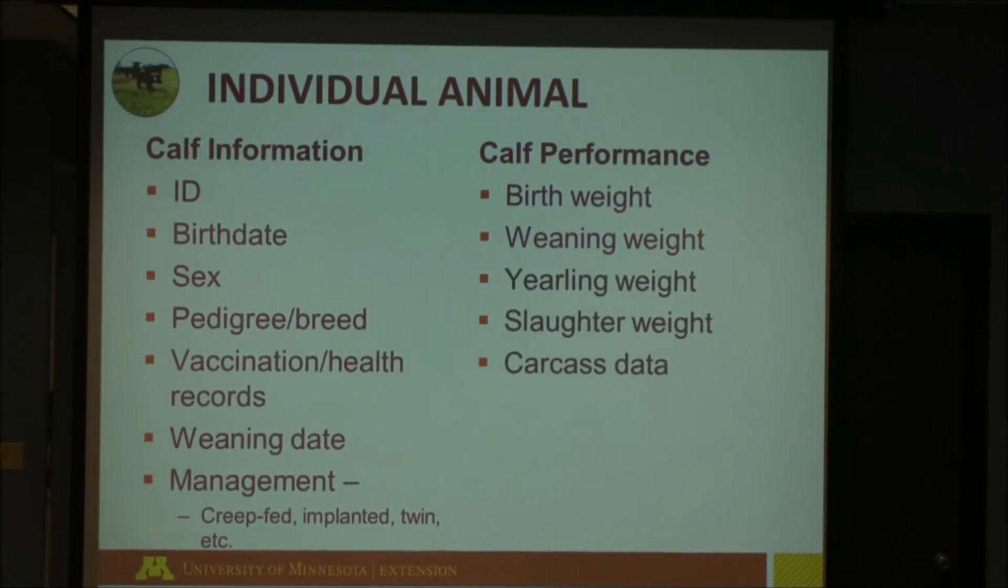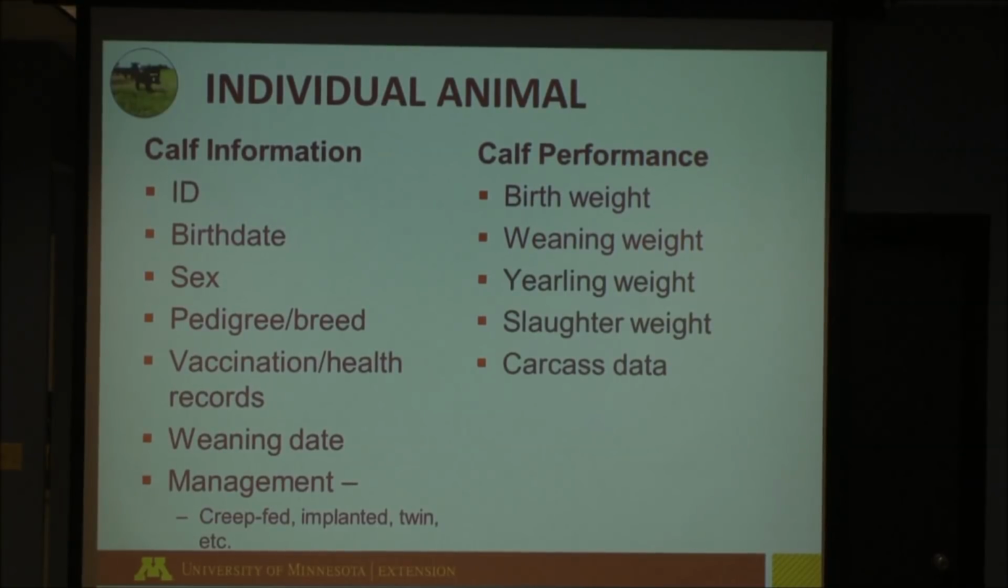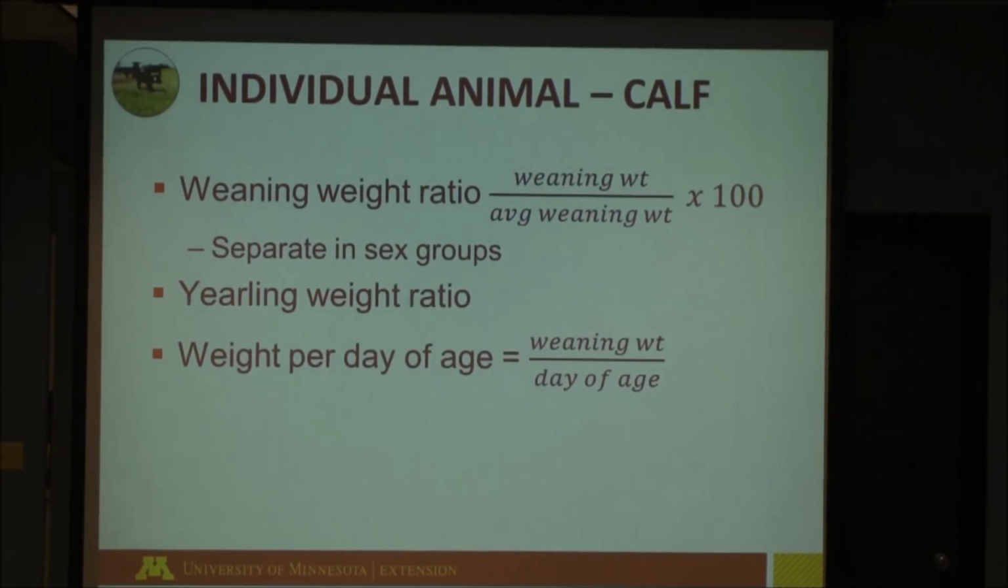All right, so moving on to the calf. Again, the number one thing is that individual ID. We want to know when they're born, sex, again, this management stuff. Did I creep feed? Did I put an implant in them this year? That sort of thing. Performance-wise, we're interested in birth weight and weaning weight. And then if you retain ownership or have access to data further on, that can be really valuable. Yearling weight, carcass data, that sort of thing.